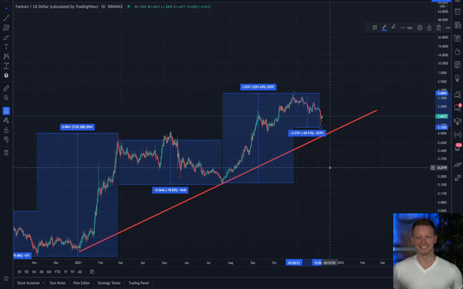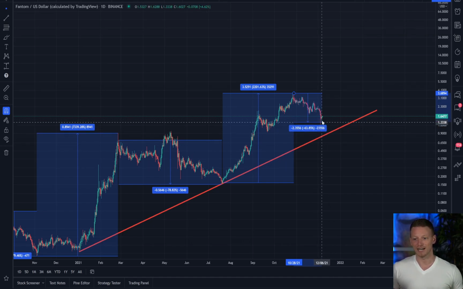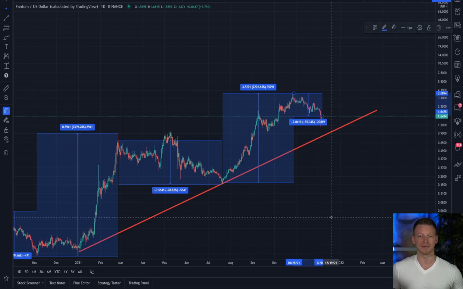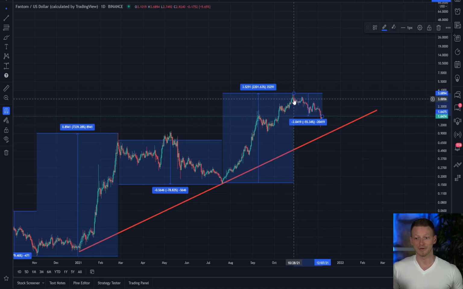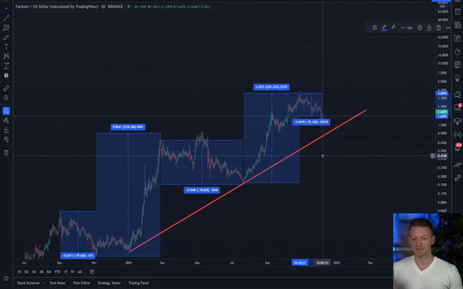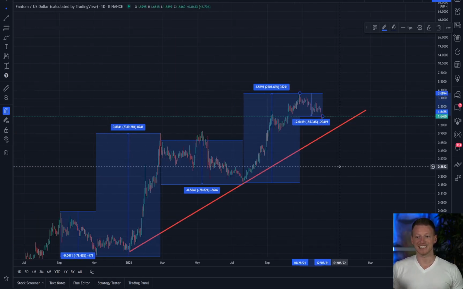And now, after all of that, from this point where we hit 3.60, Fantom has corrected as low as 70% yet again, now sitting at around, we're not quite that low anymore, but we are sitting at down around 55% from our high that we made only about a month ago. Okay. So Fantom is a trader's dream at this point. I can't say that that will continue, but that's what we're looking at so far.